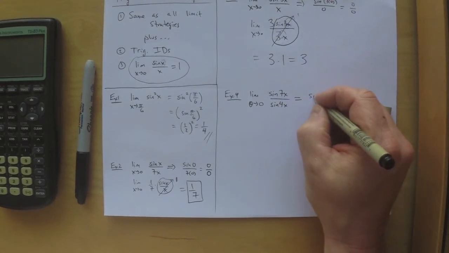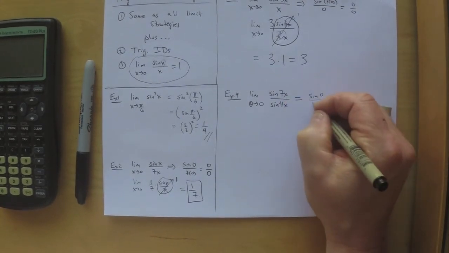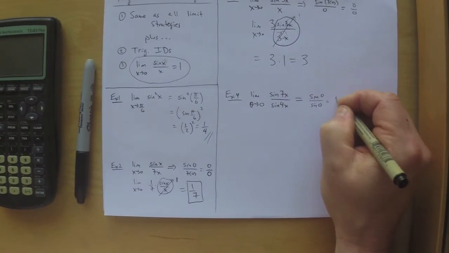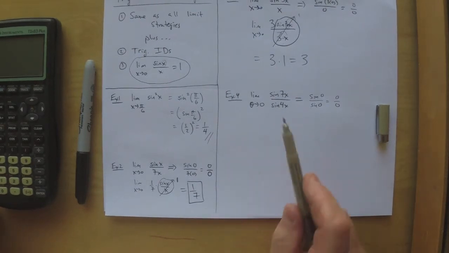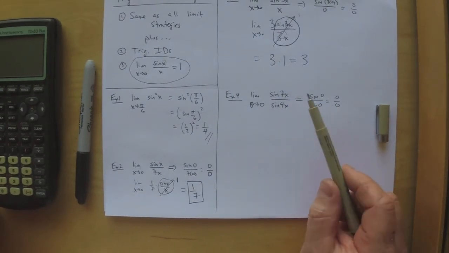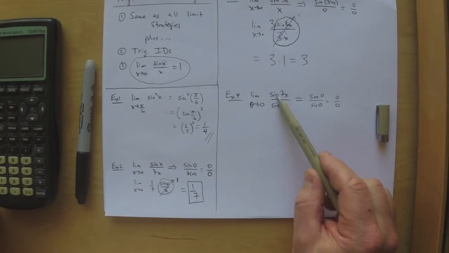Plug in. Plug a 0 in. I get sine of 0 over sine of 0. Crap, that's 0 over 0. What can I do? And I look at that and go, man, first of all, I am not allowed by any way, shape, or form to divide out the sines.